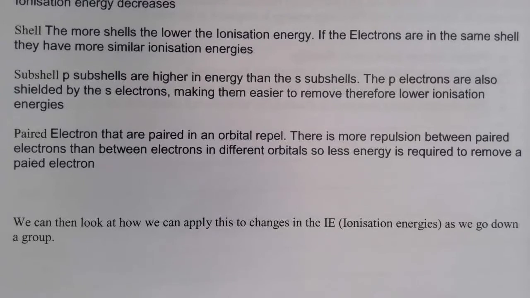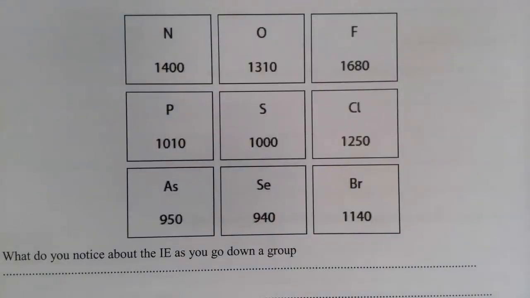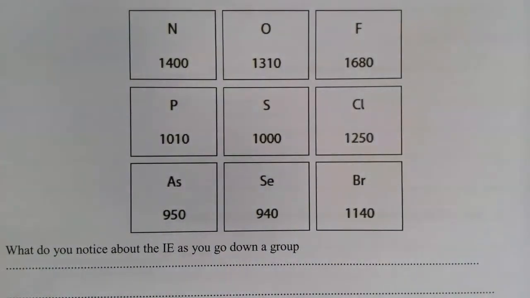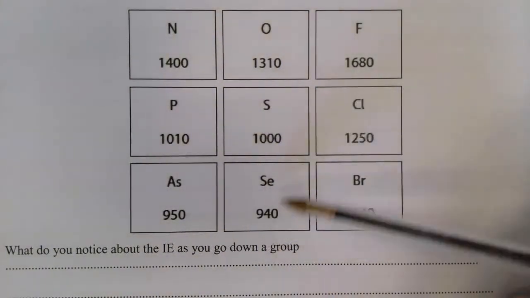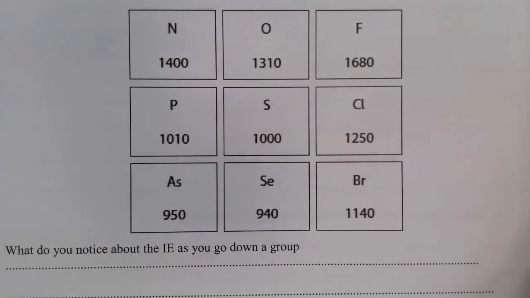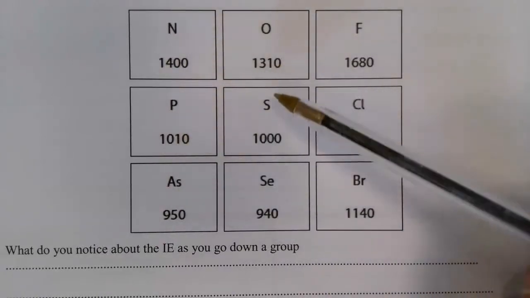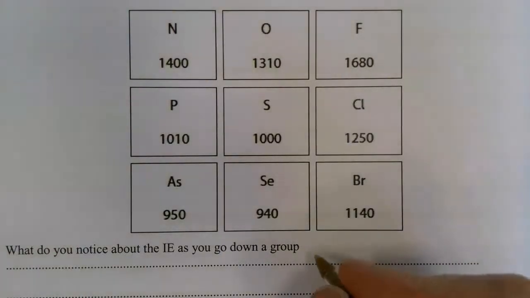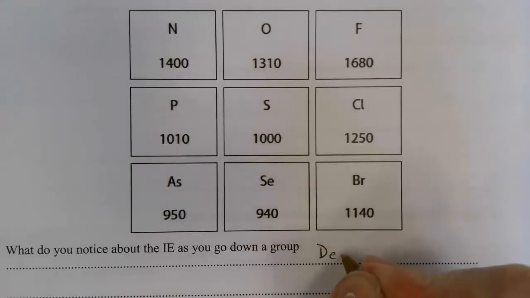So now we're going to look at how we can apply these ideas to the ionization energy down a group. So we're going to look at 3 groups on the periodic table. We're looking at nitrogen, going down nitrogen's group, oxygen, and the halogens going down this group. And you should see in all 3 cases, and this is the case for any group in the periodic table, the ionization energy decreases. In other words, it requires less energy to remove an electron from further down a group than it does at the top of the group. So as you go down the group, the ionization energy decreases.